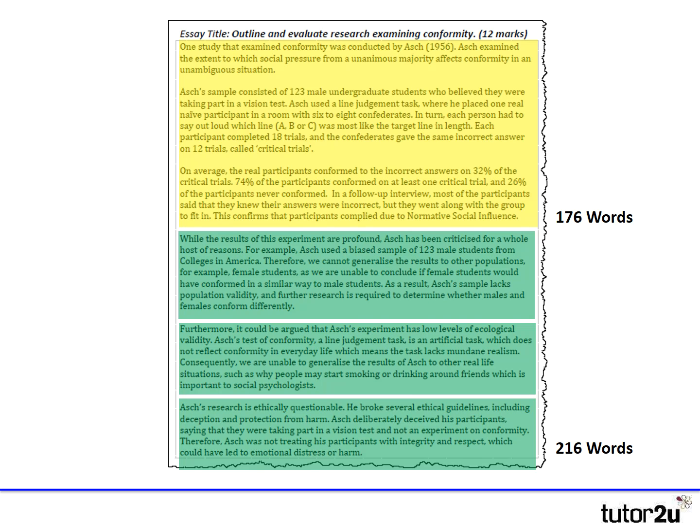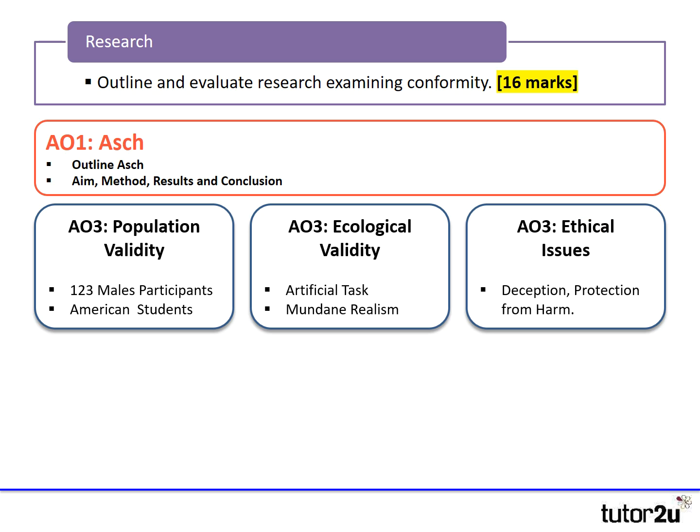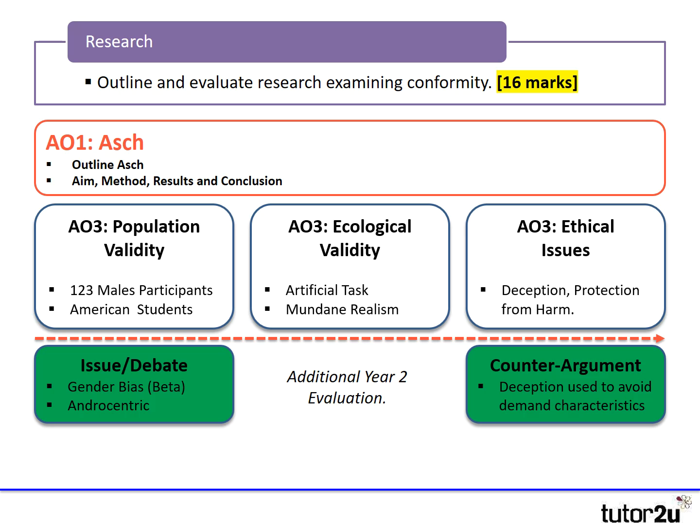Now, the reason I wanted to show you the 12-mark variation first is because when we get to year 2, as we know, the number of knowledge marks doesn't increase, but what does increase is the number of evaluation marks. So let's imagine it's now a 16-marker. I would argue a more cost-effective way to approach this is not to include any more evaluation points.